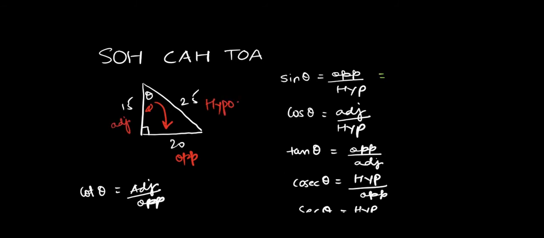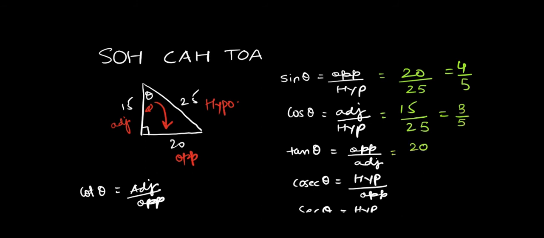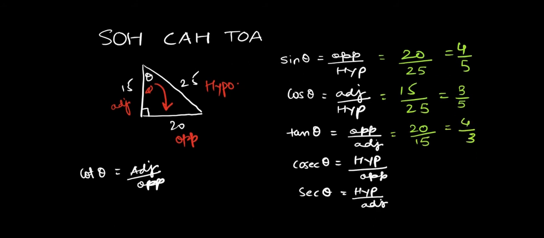Now let's see what sine theta is. Sine theta is opposite by hypotenuse. Our opposite is 20 and hypotenuse is 25, which is equal to 4 by 5. Next, our adjacent side is 15 and hypotenuse is 25, and this will be 3 by 5. Next, tan theta is 20 by 15, and if you reduce it, it will be 4 by 3. And cosec theta will be 5 by 4, sec theta 5 by 3, and cot theta will be 3 by 4.